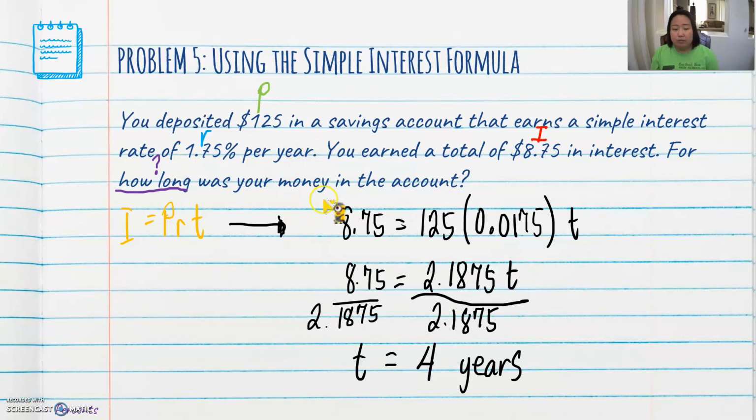Now remember, our formula for interest is I equals PRT. Just replace everything in that formula. I is 8.75, 125 is the deposit, 0.0175, we already changed the 1.75% into decimal form, and then T is the one that's missing. To isolate the T, you first multiply these two numbers. This is what you will get. Then to isolate the T, you divide by 2.1875, and you will end up having T equal to 4 years. So it will take 4 years for this account to earn $8.75.